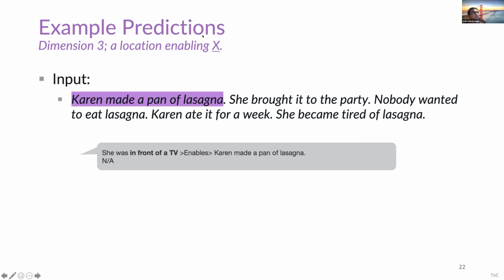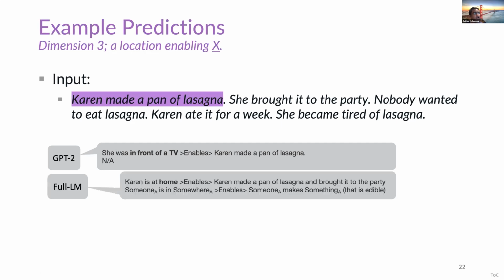So what location enabled X? And X is this first sentence in the story. One model returned, she was in front of a TV enabled Karen made a pan of lasagna. Can you guess which one this is? This is GPT-2, which makes sense given how these models are trained. I'm sure there are texts that mention making food or eating food next to a TV, but it's not really the right causal reason, or it doesn't enable her to cook.